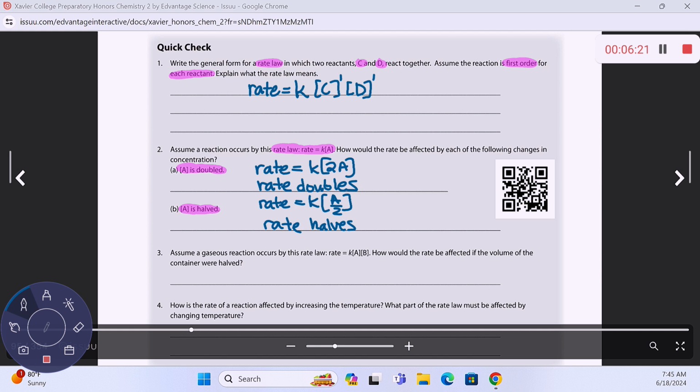Okay. Take a look at number 3. Assume a gaseous reaction occurs by the rate law. The rate equals K times A times B. How would the rate be affected if the volume of the container were halved? Okay, if I halve the container, what happens to the concentration of A and B? If I make any container smaller, what happens to the concentration of something?